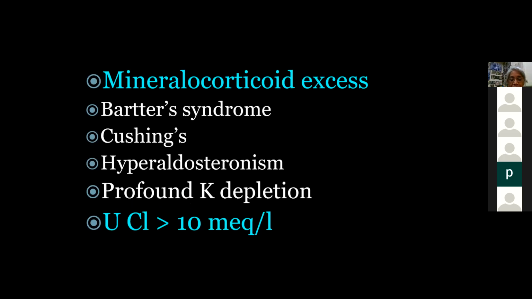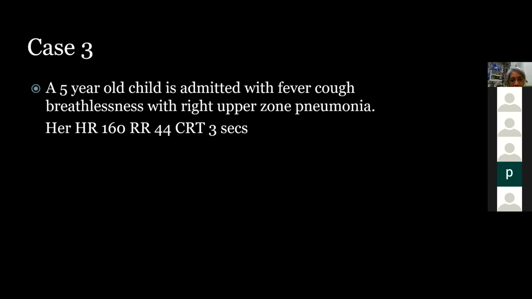And sometimes due to just profound potassium depletion, you can get a secondary metabolic alkalosis. So that is the importance of doing a urine chloride to differentiate what kind of metabolic alkalosis you're dealing with. So I think this must be case 4, it's mislabeled.